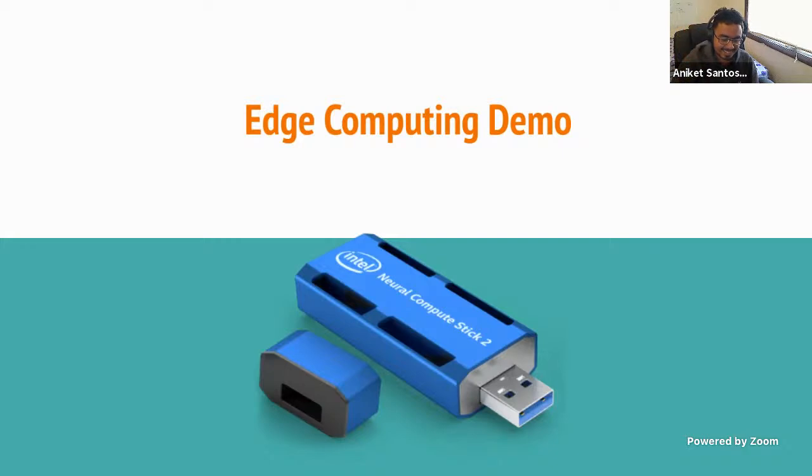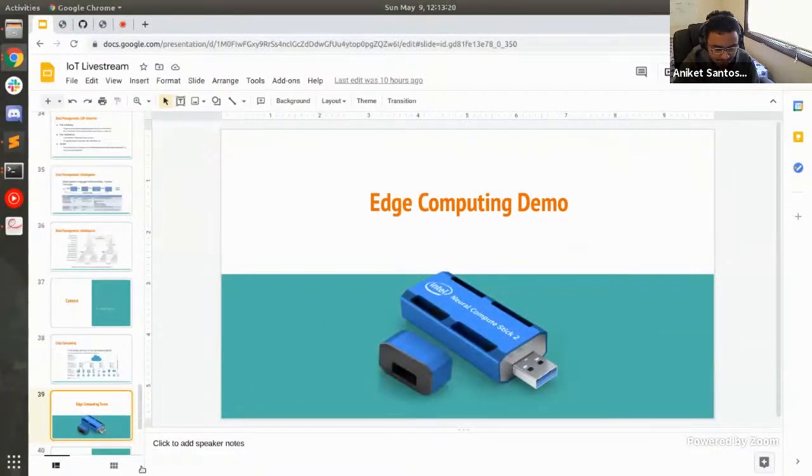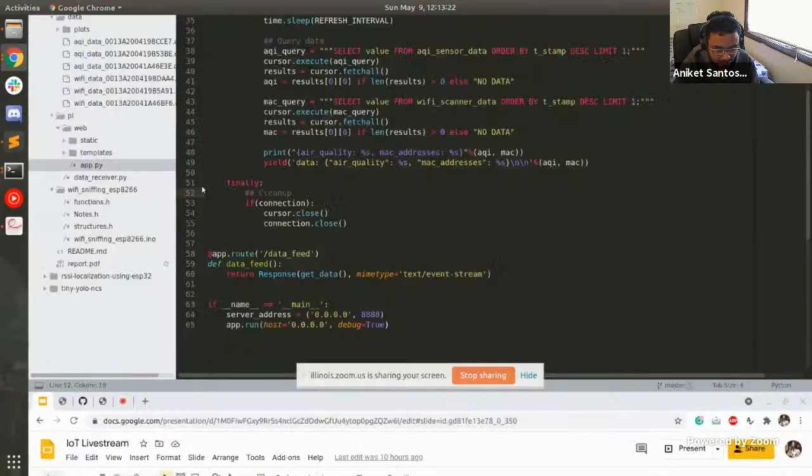Yeah, I was thinking maybe you can stop sharing and show it. Oh yeah, sure. I can show it to you. Yep. If you can see, this is a neural compute stick, and it is specifically built for offloading deep learning models on low compute resources such as Raspberry Pi.